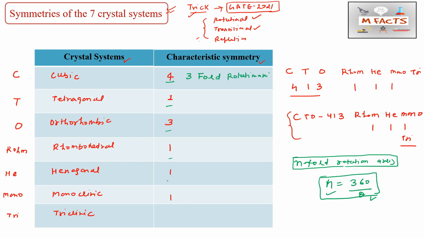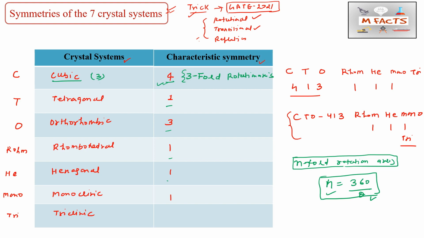So first, what is cubic? Cubic means 3, so cubic means 3-fold rotation. It means this cubic system exhibits 4 3-fold rotations. This 4 is the number of 3-fold rotations. I will not tell you for every crystal system like that, so just try to remember the characteristic symmetry. Cubic has a 3-fold rotation axis, and its number is 4. So 4 3-fold rotations are present in the cubic structure.